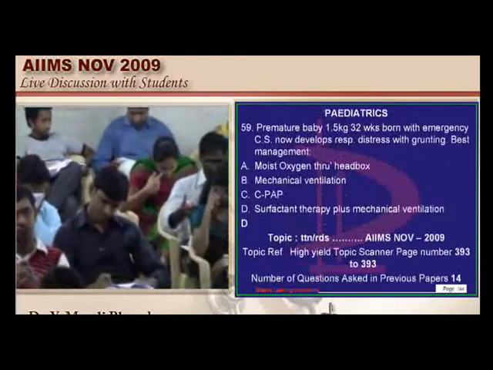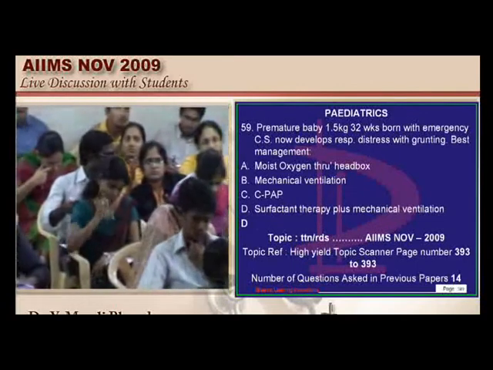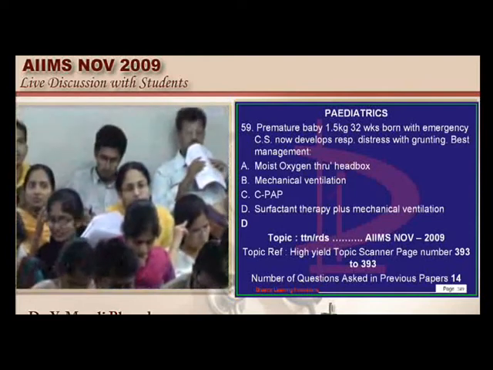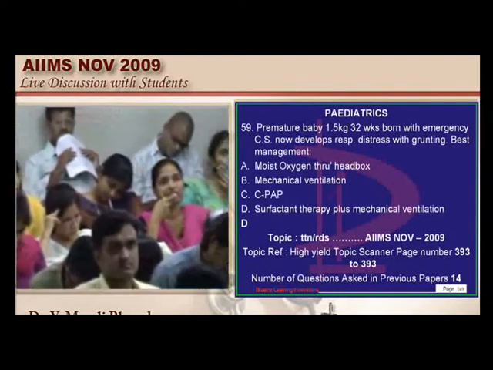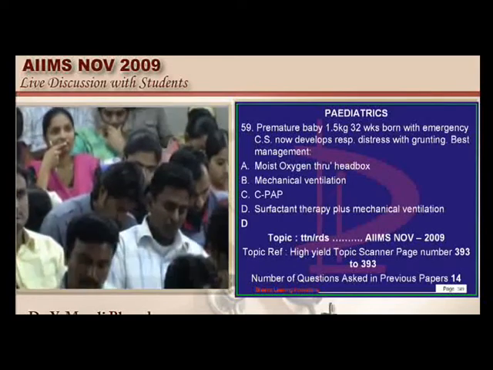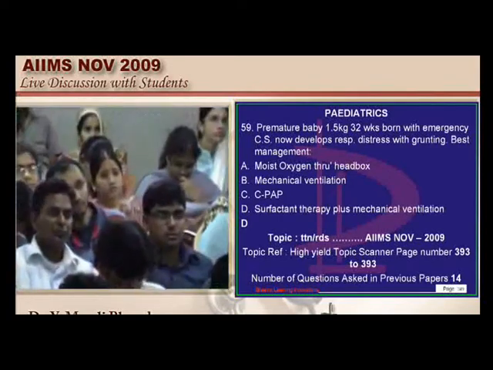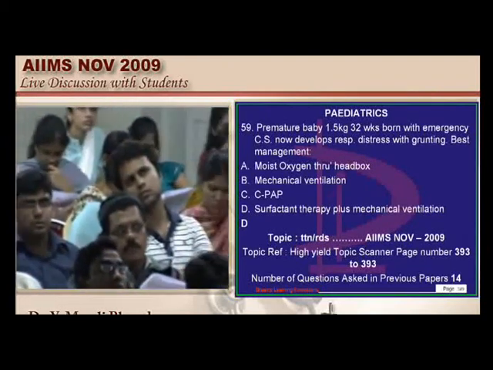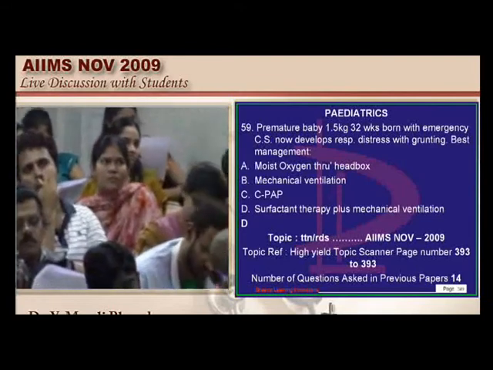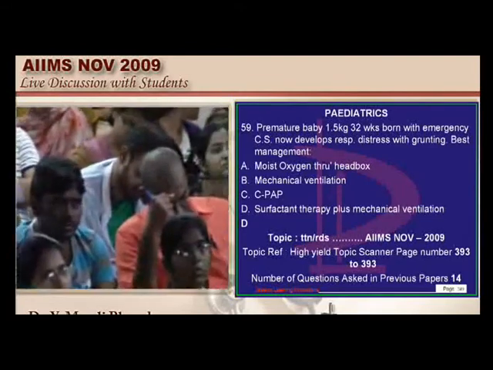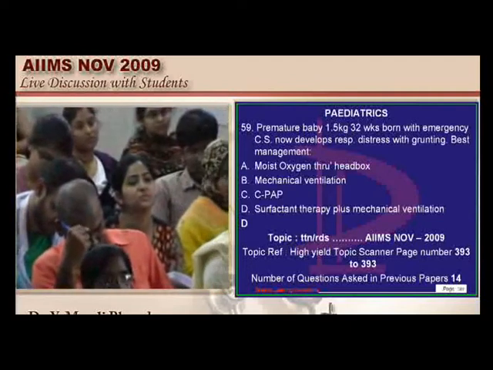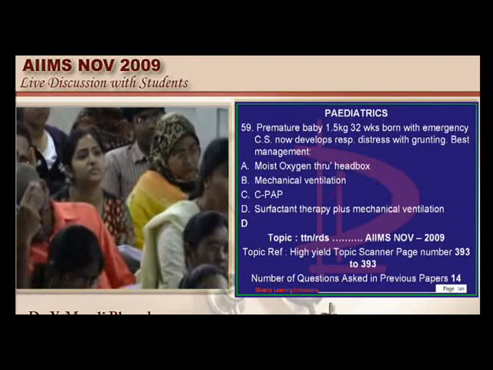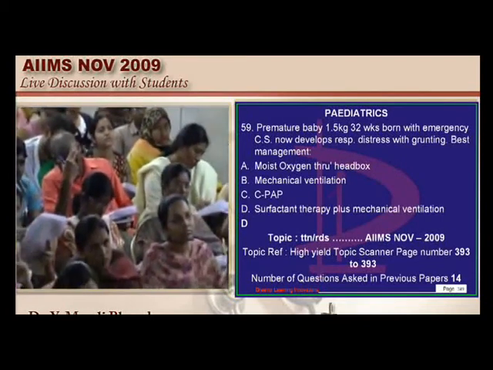A premature baby, 32 weeks, emergency cesarean, develops respiratory distress. First of all, what is your diagnosis? What are the three differential diagnoses that will come to your mind, doctor? Hyaline membrane disease, transient tachypnea of the newborn, meconium aspiration syndrome, any of them. But when do you suspect transient tachypnea of the newborn? A full-term baby delivered by cesarean, you think of that. But a 32-week preterm baby delivered, you think of hyaline membrane disease.